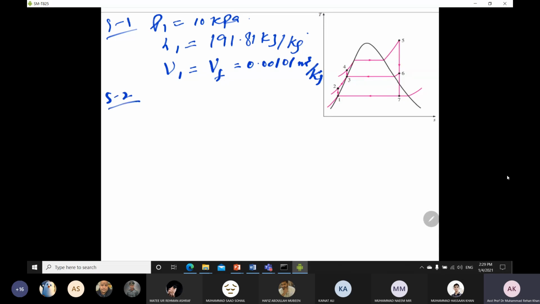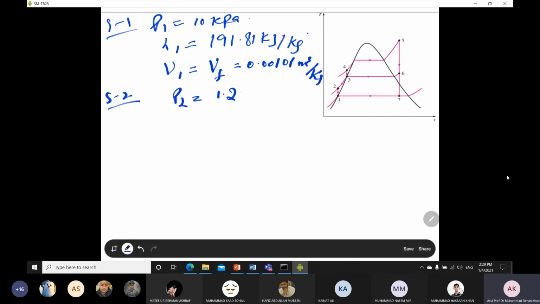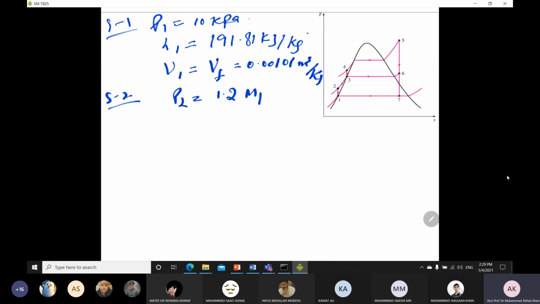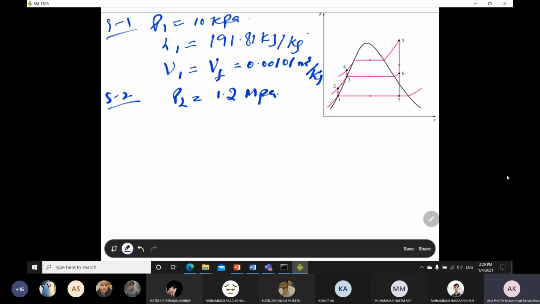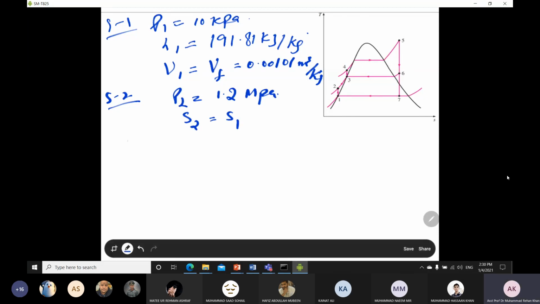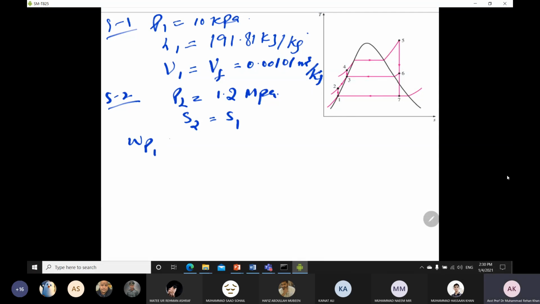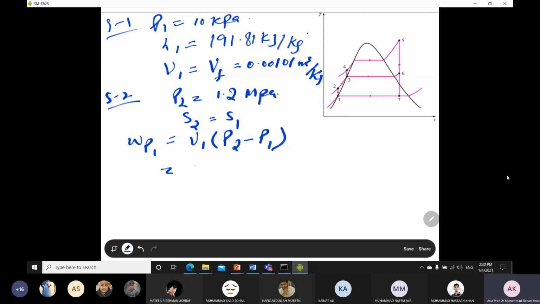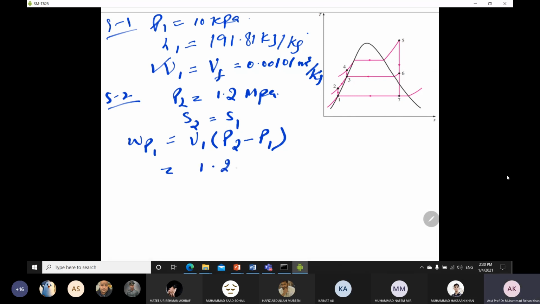So now coming towards state number 2. State number 2 is the exit of your pump, and the pressure is given in your question. It is the same as the bleeded steam pressure, so it is 1.2 megapascal. It is an isentropic process and S2 is equal to S1. You have to find your pump 1 work first. Pump 1 work will be specific volume into P2 minus P1. Specific volume comes from here, P2 and P1 are given in the question. After plugging in all the values, you will get 1.20 kilojoule per kg.